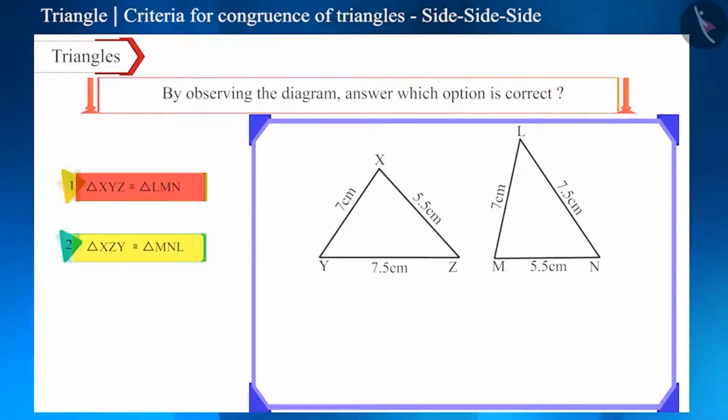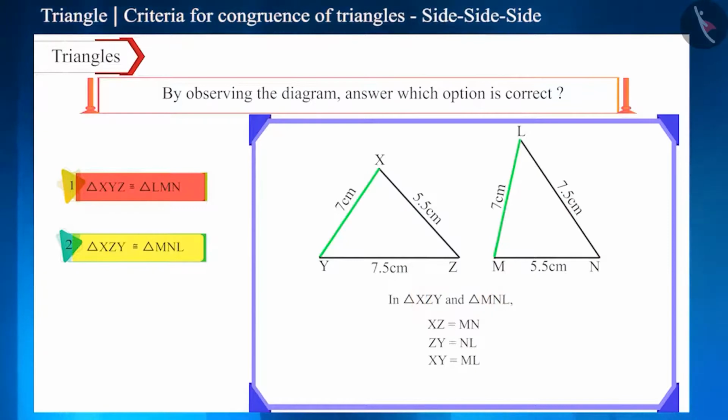Now look at the second option. The triangles are the same, only their names have been changed, because of which their corresponding sides are equal to each other now. So, we can say that triangle XZY and triangle MNL are congruent. Therefore, this option is correct.